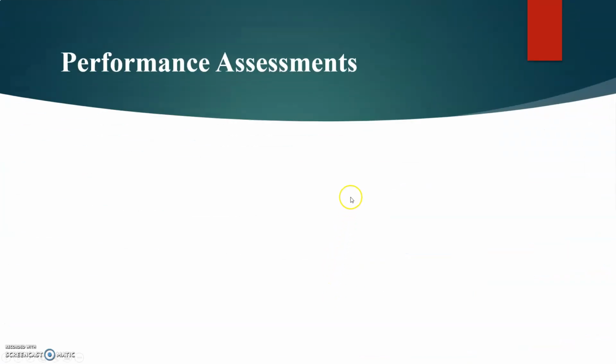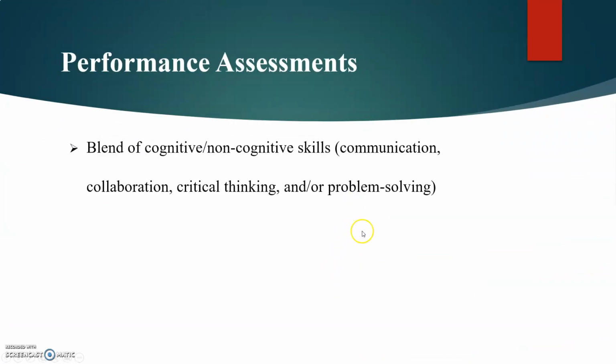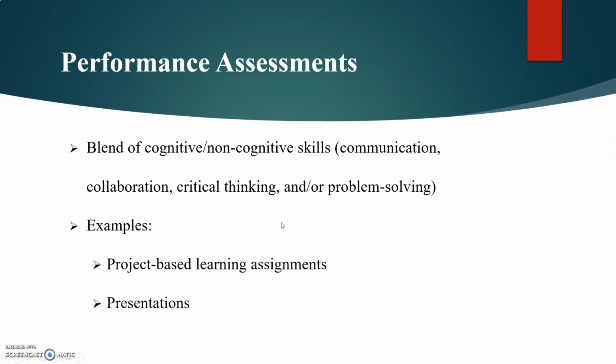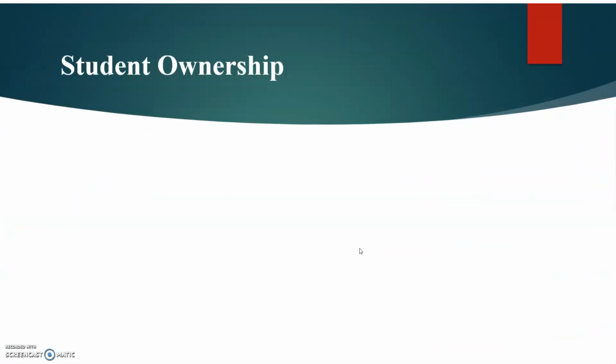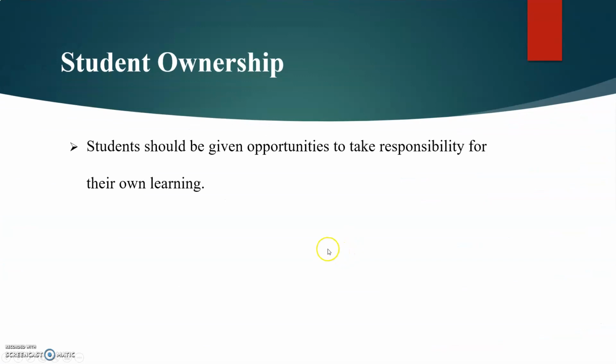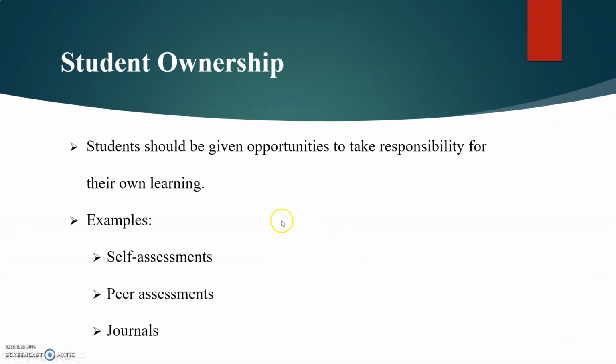Next, we have performance assessments. These require a blend of cognitive and non-cognitive skills, such as communication, collaboration, critical thinking, and/or problem solving. Some examples might include project-based learning assignments and presentations. Student ownership. Students should be given opportunities to take responsibilities for their own learning. Some examples might include self-assessments, peer assessments, and journals.